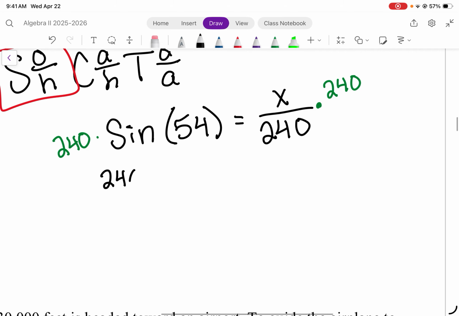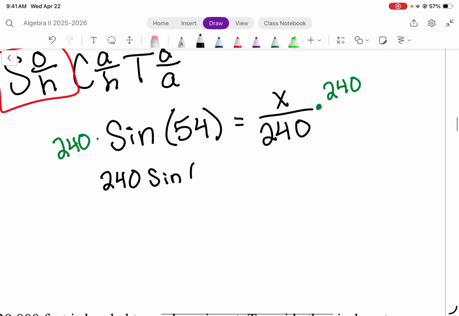So that would give me 240 times the sine of 54. And then you can type it into your calculator. So remember, you should practice typing these into your calculator so you for sure know how to do it for a quiz or test.